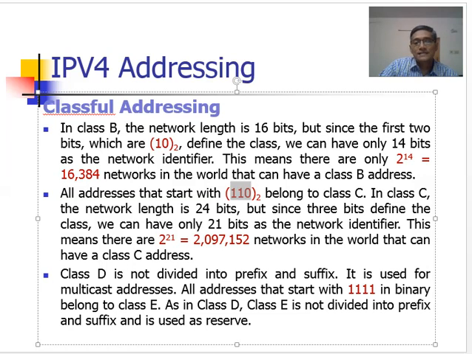Now class D is not divided into prefix and suffix. Both class D and class E addresses are not divided into prefix or suffix. The class D address prefix starts with 1110 and it is used as a multicast address, and class E addresses start with 1111. It is used for research purposes, not for normal addressing purposes.